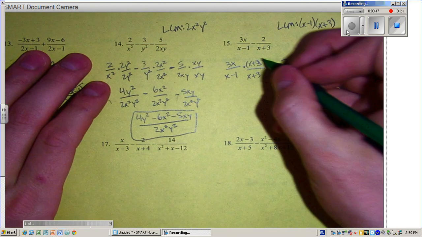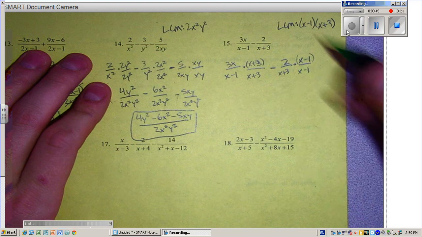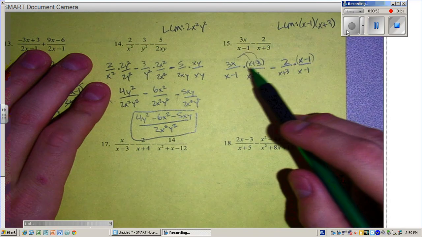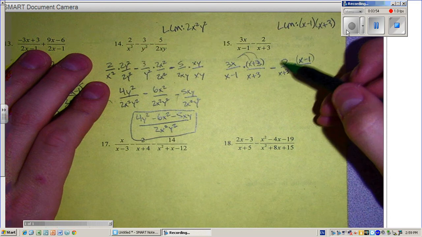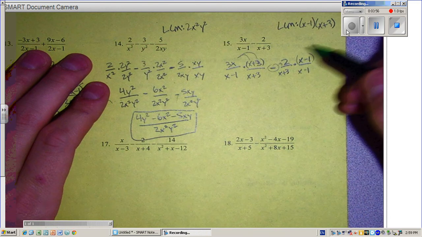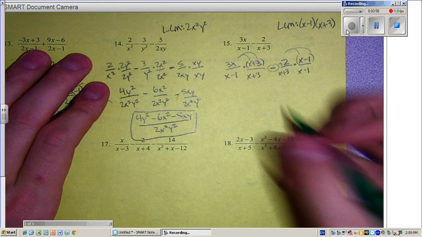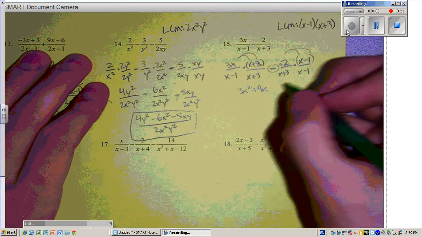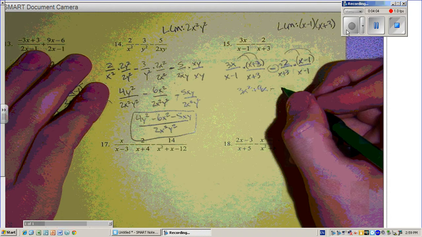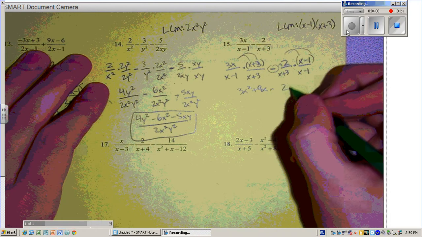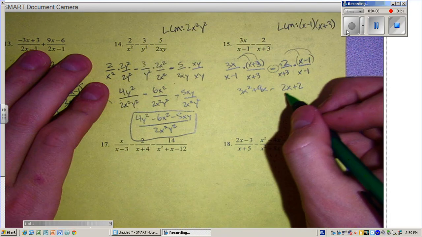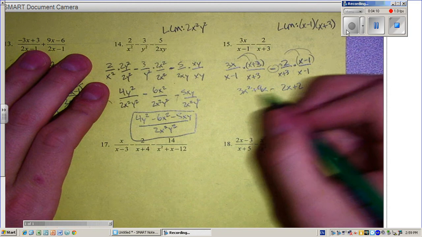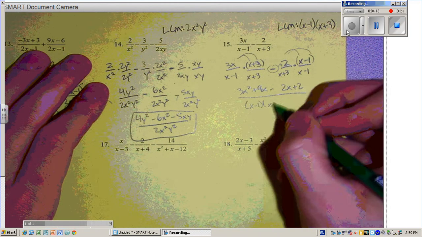Okay, this is one of the trickiest parts of this problem. We now need to distribute the 3x to the whole quantity x plus 3 and distribute this negative 2 to the whole quantity x minus 1. So we have 3x squared plus 9x minus, in the numerator, 2x plus 2. Okay, and this is all over the x minus 1 times x plus 3.